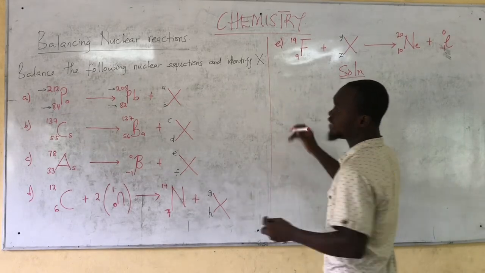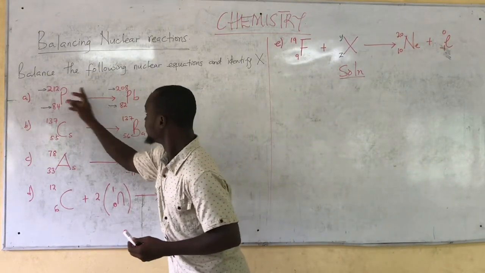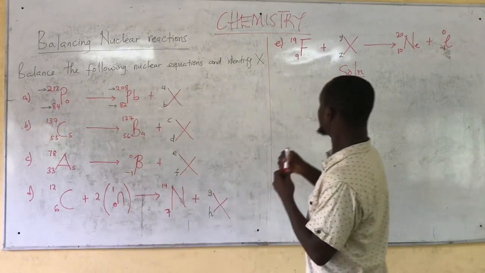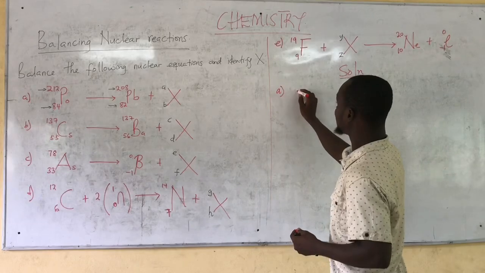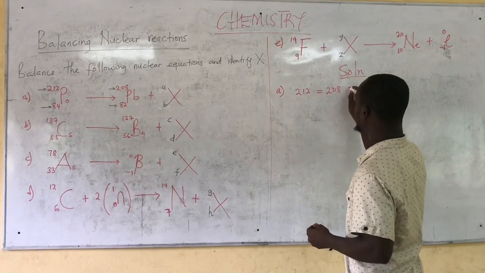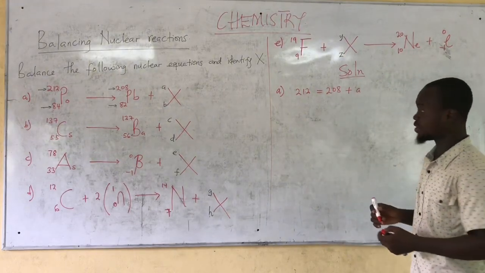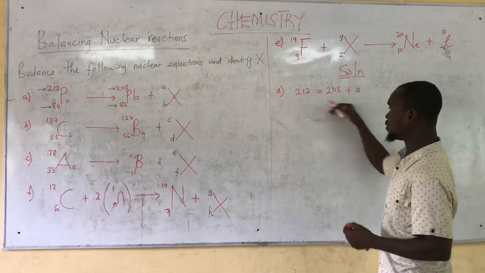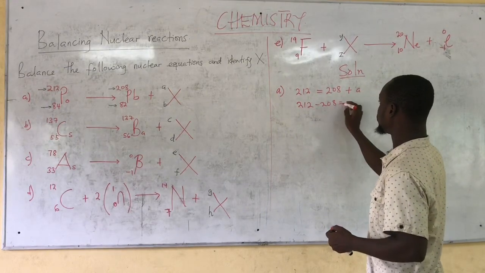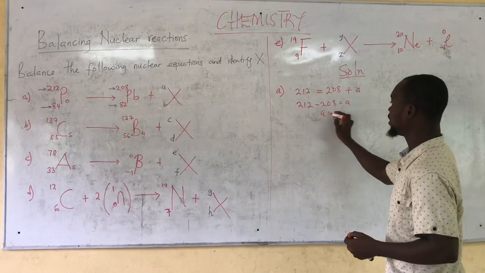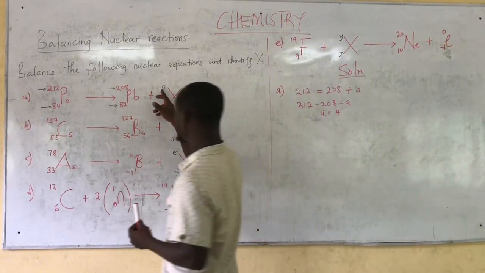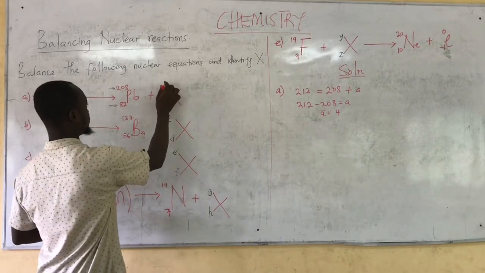In the first one, we equate the masses together. This must be equal to the addition of this and this. So for A, we say 212 should be equal to 208 plus A. That is for the mass number. Over here, we have a linear equation. We make A the subject. So 212 minus 208 will be equal to A. Therefore, A will be equal to 4. So it means that our A here is 4.